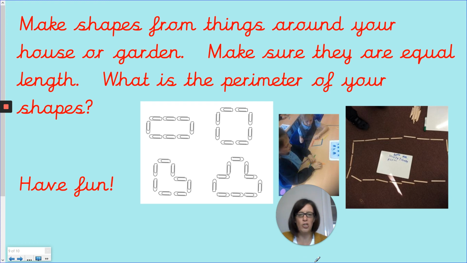So you can see in the pictures, some children here have chosen paper clips, lollipop sticks, bits of small sticks here, so you might have something in your construction. You could maybe use Lego blocks, as long as you use them all the same size. Make yourself a shape, and then what is the perimeter of your shapes that you've made? Okay, so a little bit of a fun challenge for everybody to have a go at for that.